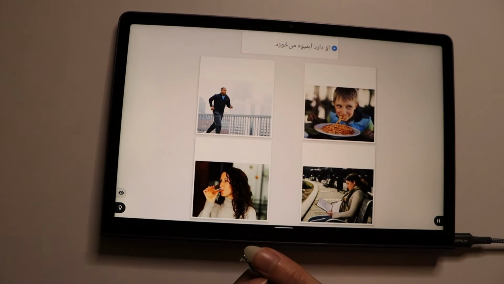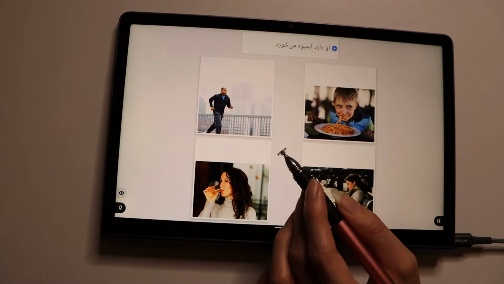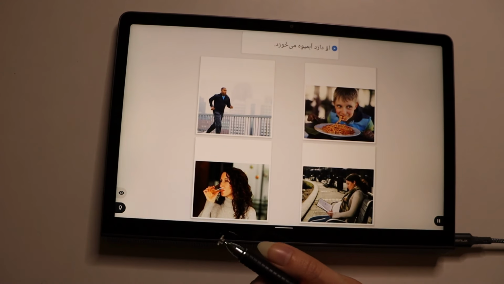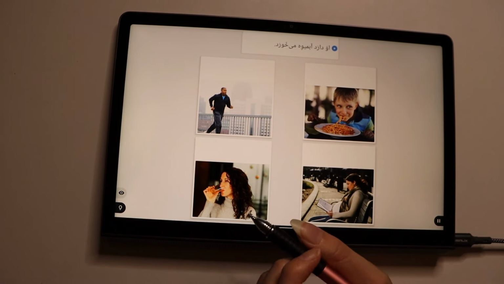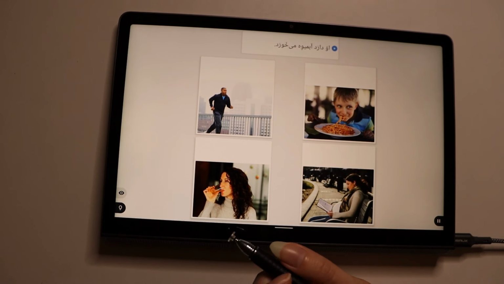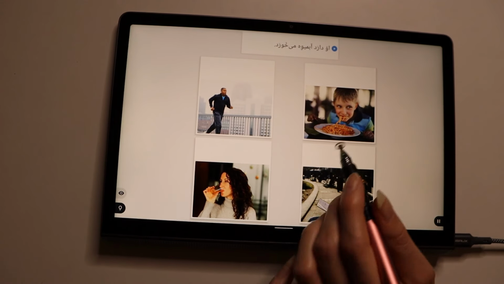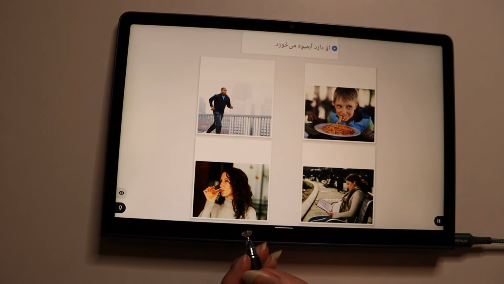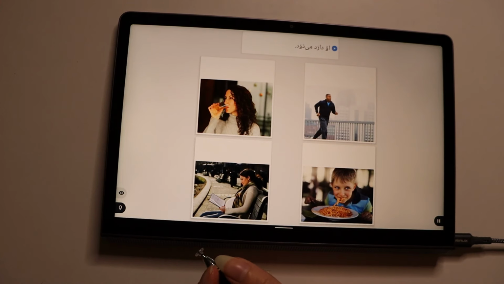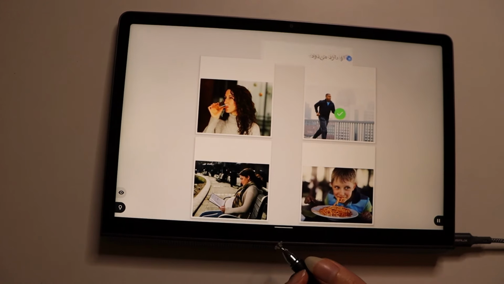What? او دارد آب میوه می‌خورد. او دارد آب میوه می‌خورد. I have no idea. Who's او? I guess it means eating. No, it means drinking. U dorad midavat. Okay, now I really have to remember the verbs. U dorad midavat, but this is short. I guess it's running. Okay.